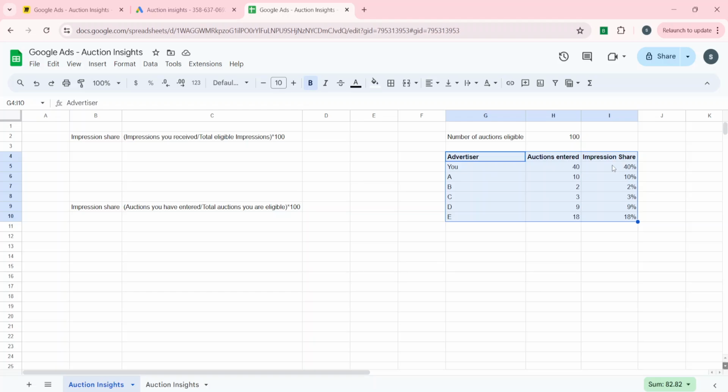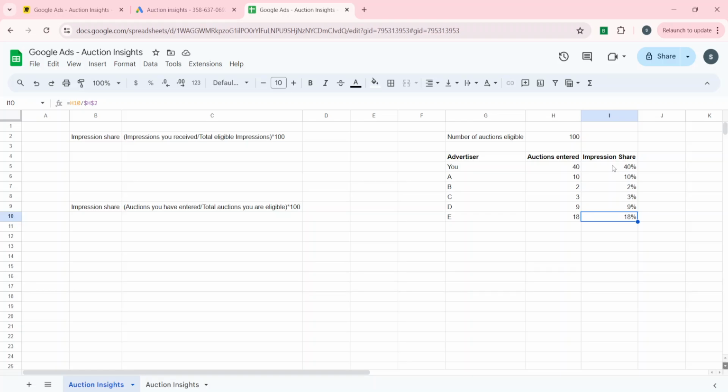Similarly, if you see for B, he has entered only into two auctions, and the impression share for him is 2%, right? And similarly for D, he has entered into 9 auctions, and the impression share for him is 9%, right? And similarly for E, as he has entered into 18 auctions, the impression share for him is 18%. So you are getting the formula, right? The auctions you have entered divided by the total auctions you are eligible for, multiplied by 100. I hope you are getting this point of what impression share is.